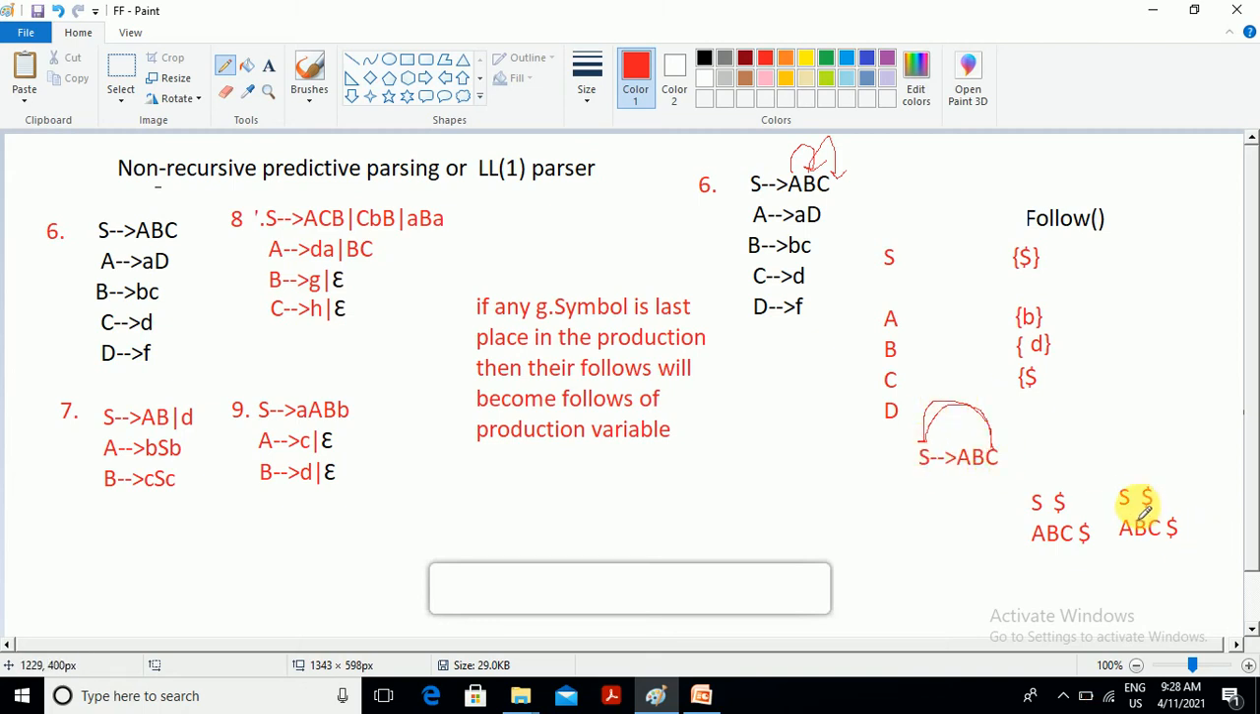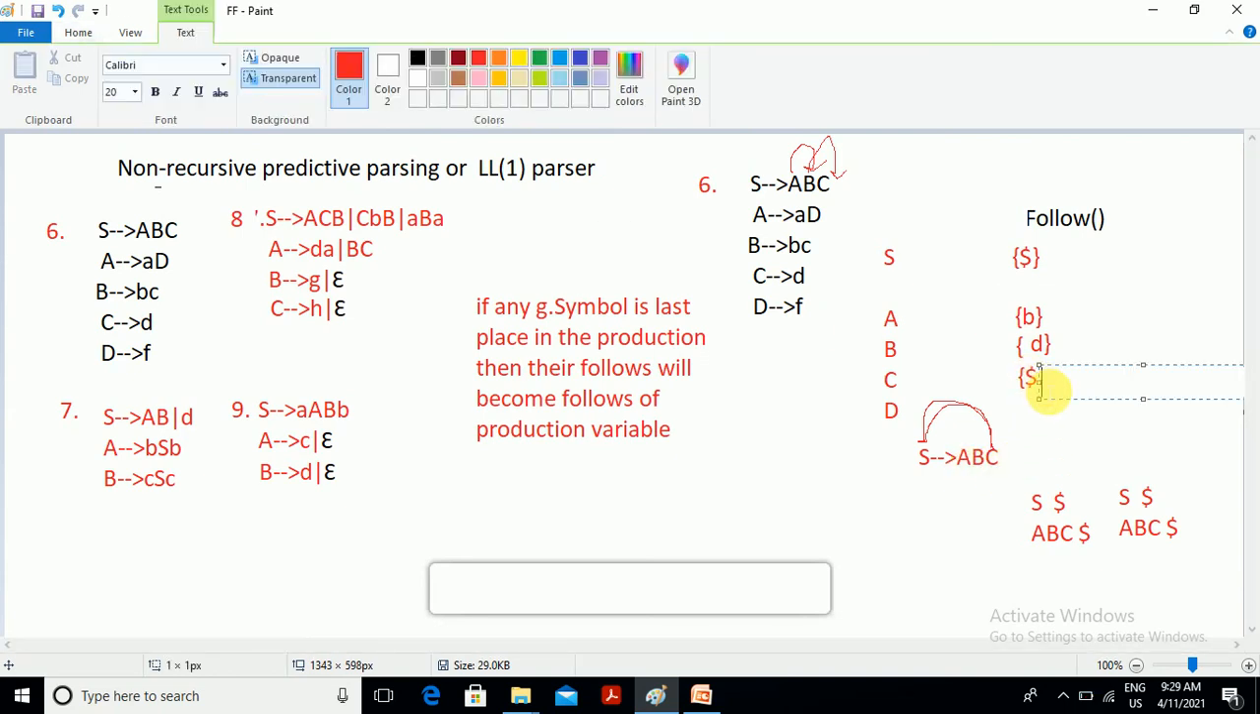Okay, so this is one kind of explanation. It is a cross verification. S is followed by dollar. You replace S by ABC, and after replacing, C is also followed by the dollar. So by default you can take the follows of any production variable into the follows of the last variable.